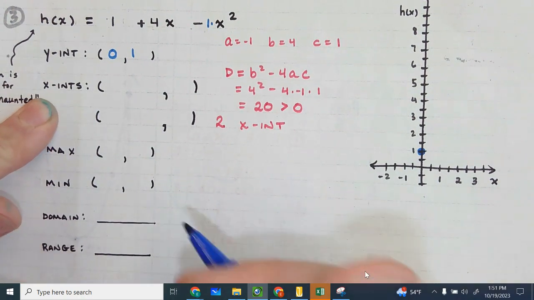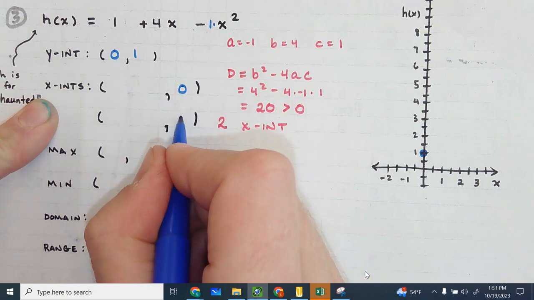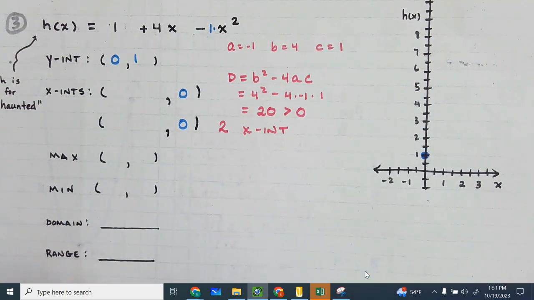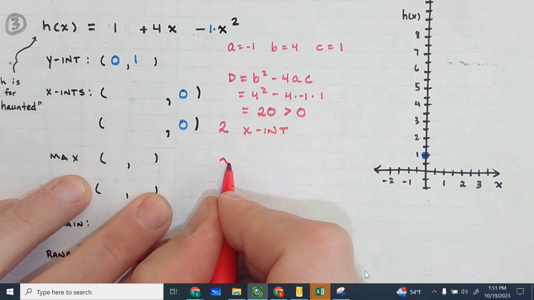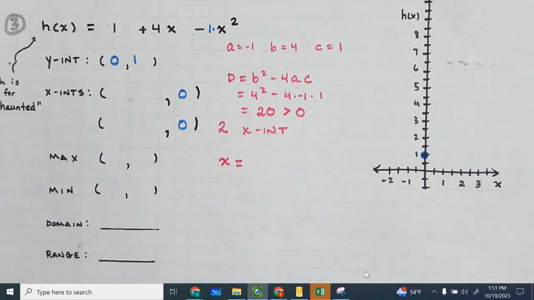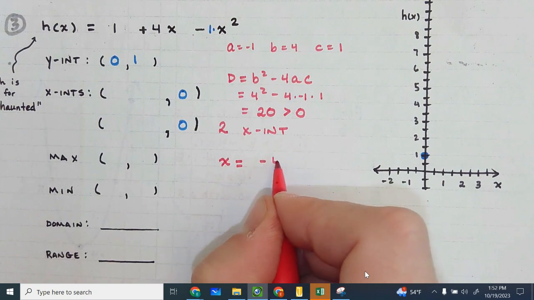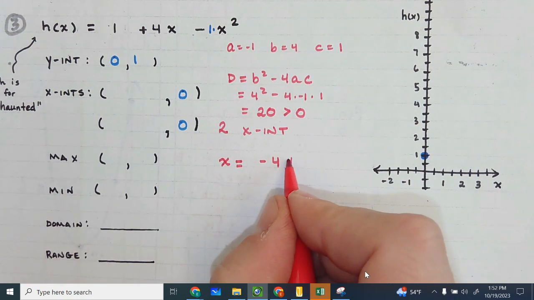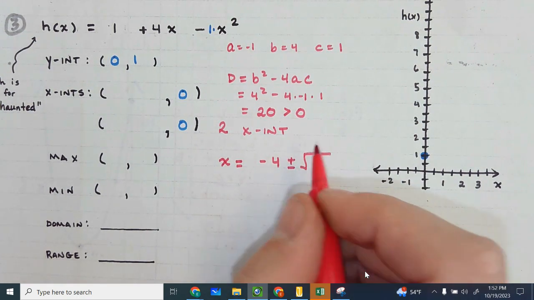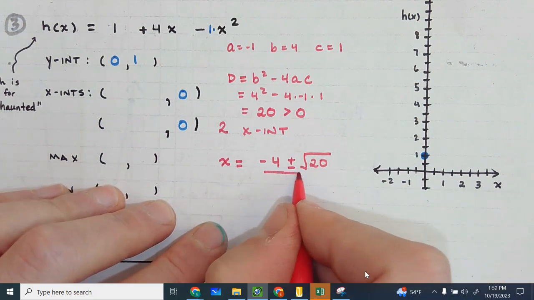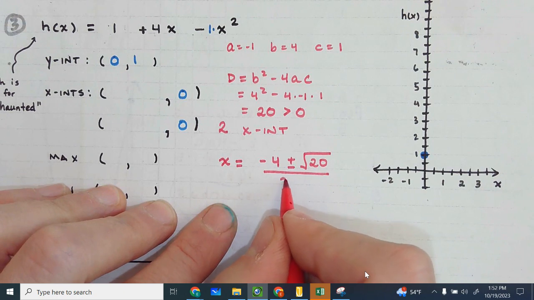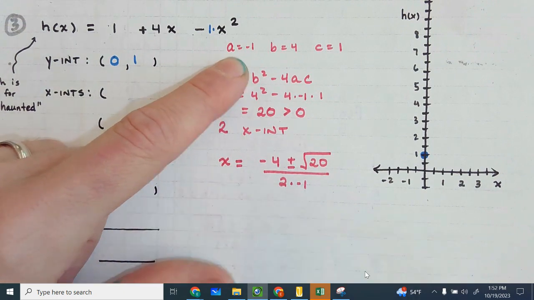Well, we know that the y values will be 0. We're looking for the x values. We're going to take this and we're going to plug into the quadratic formula. So x is equal to the negative of b plus or minus the square root of the discriminant, which is 20, all divided by 2 times the a value.